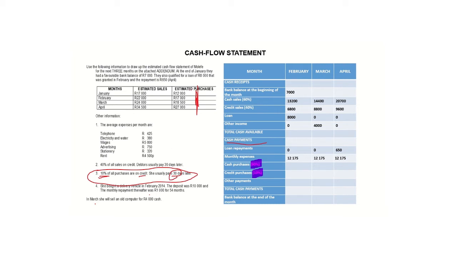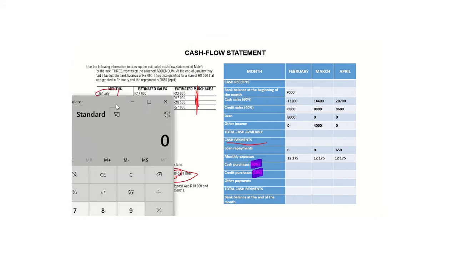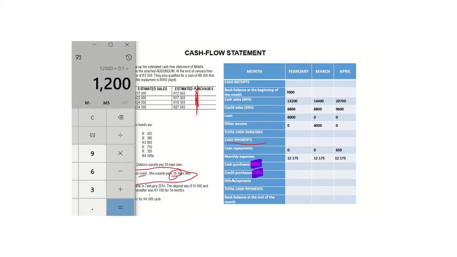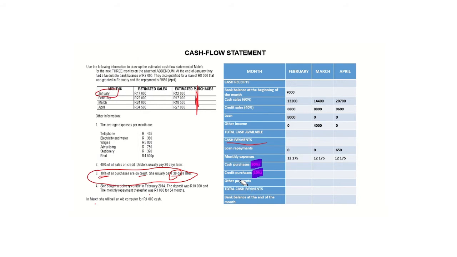So when we buy something in January, we're going to pay in February. So which means the 10% of this 12,000 will be paid as a credit payment on the credit purchases in February. So let us bring back our calculator. We are given 12,000, we're looking for 10% because 10% is our credit payment. 10% of 12,000 becomes 1,200. Where is it going? Credit. 1,200 under the credit. When? In February, because the transaction happened in January. So we have to capture it there. 1,200.